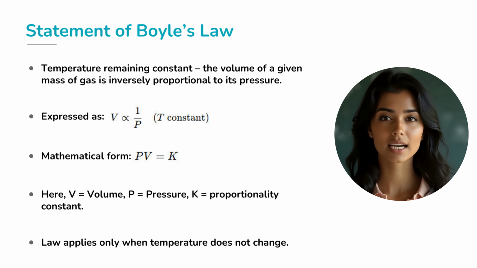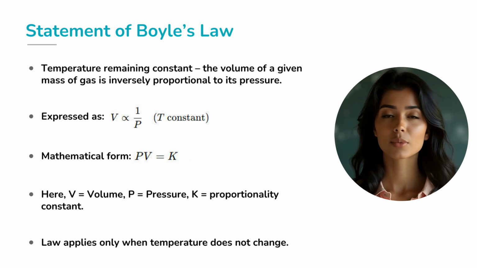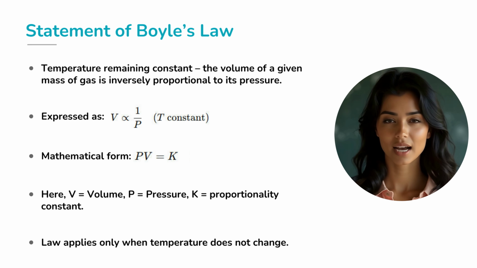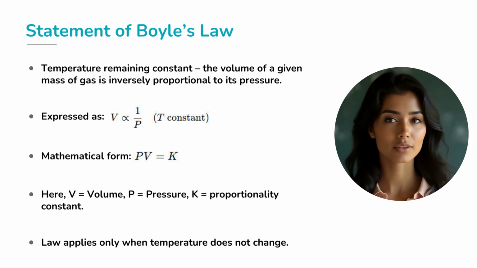Here, V stands for volume, P stands for pressure, and K is the proportionality constant. But remember, this only works when the temperature is unchanged. So if pressure doubles, the volume becomes half, and if pressure is halved, the volume doubles. It's like a seesaw balance between pressure and volume.